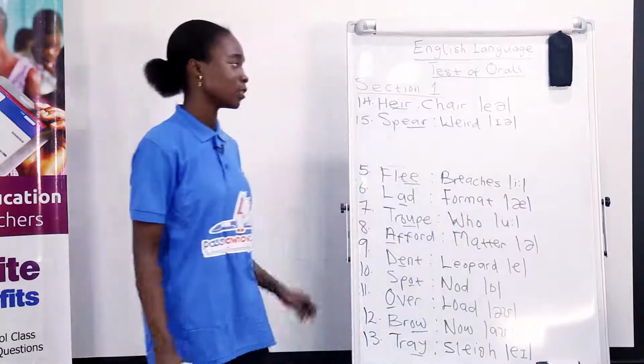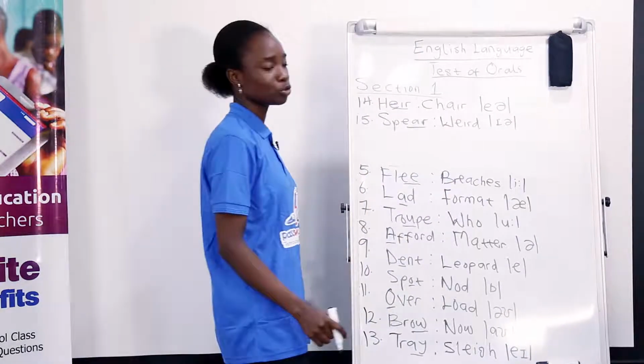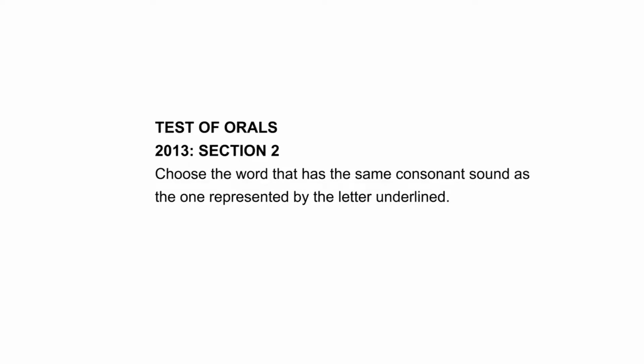So that's all for section one. Now, section two. Choose the word that has the same consonant sound as the one represented by the letter underlined. So for now, we'll be checking for the same consonant sound.